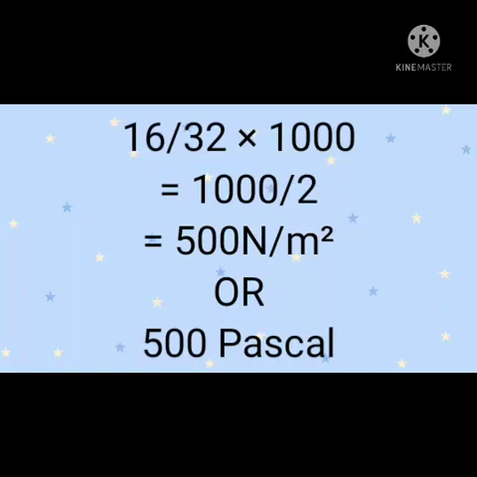So 16 is divided by 32 upon 1000. Look carefully. 16 and 32 are factors of 2. 1 upon 2 multiplied by 1000, which is equal to 1000 upon 2. Answer is 500 Newton per meter square or 500 Pascal.